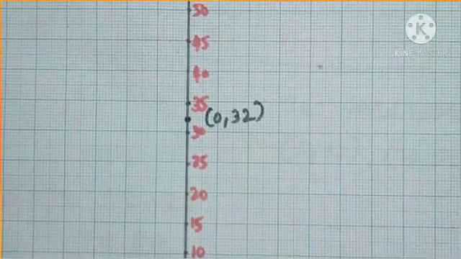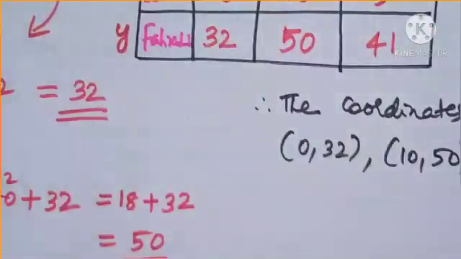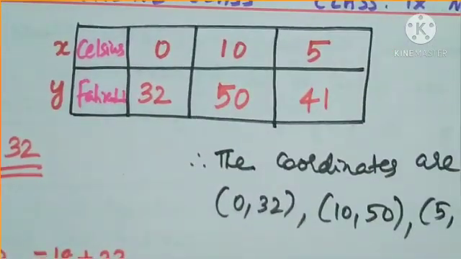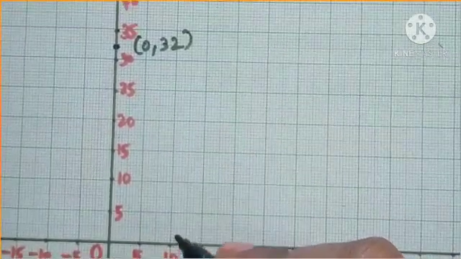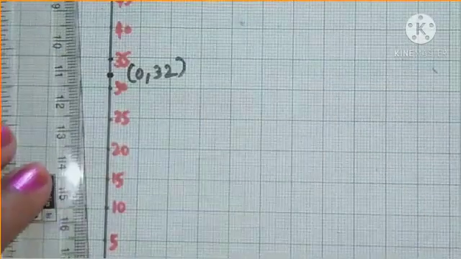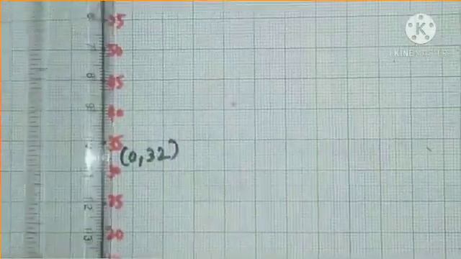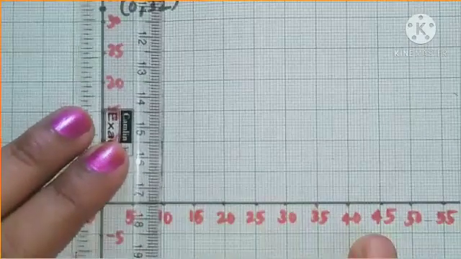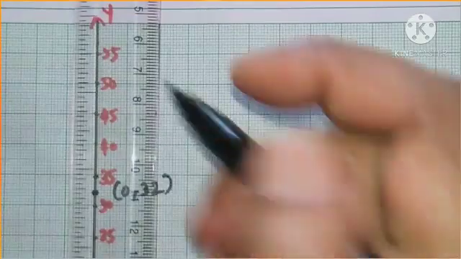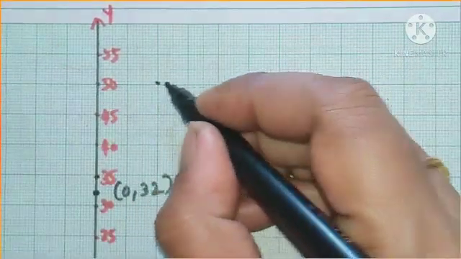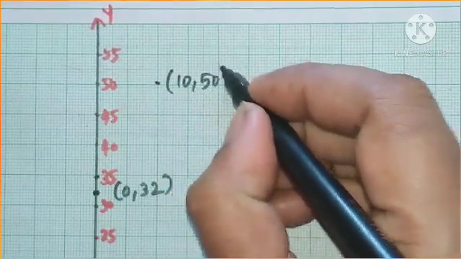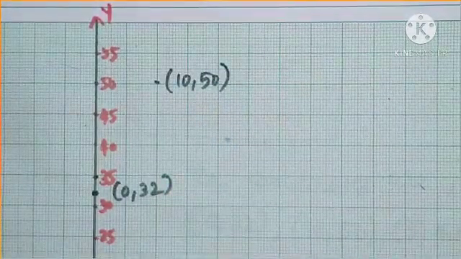Understood? Yes. Now look at the second coordinate. What is the second coordinate? 10 and 50. That is easy. Where is 10 in the x-axis? This one. And where is 50 in the y-axis? Take the ruler and take 10 and 50. Here, this is the intersecting point of 10 and 50. So the second point is also plotted.